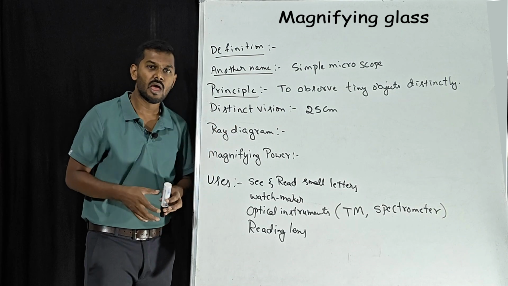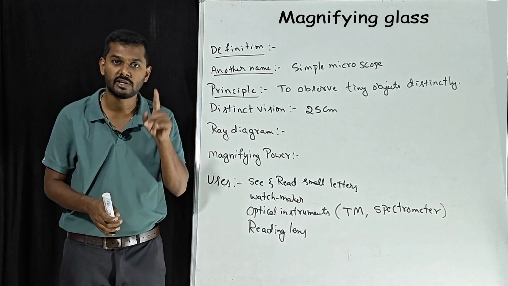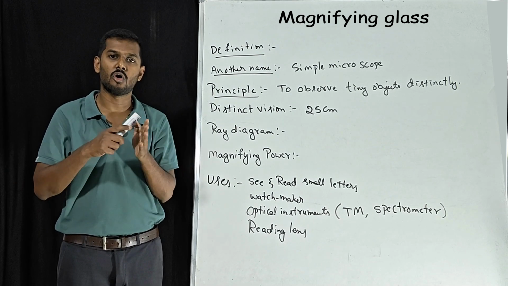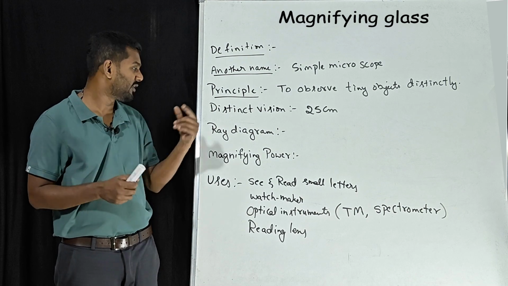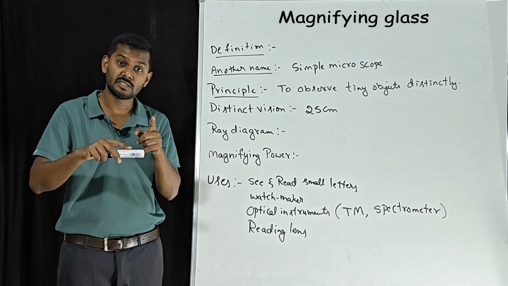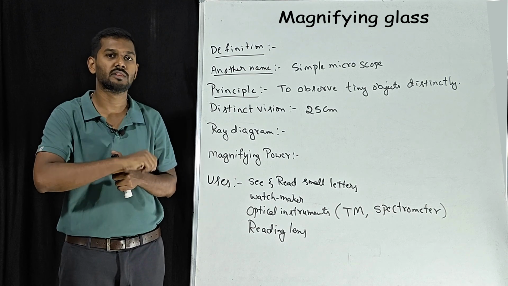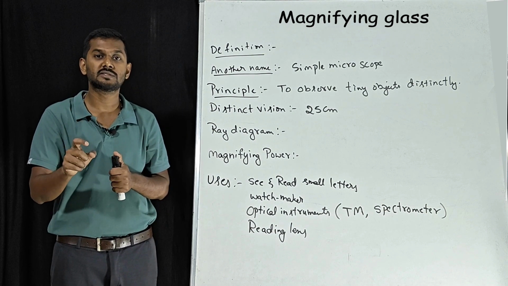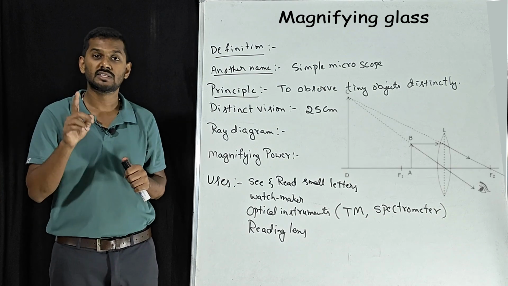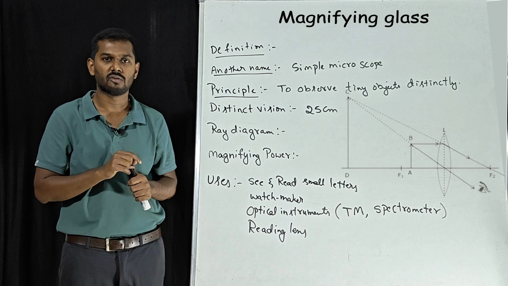Ray diagram. See, I told you in the definition itself, it is only related to a convex lens. If it is a convex lens, we know all the ray diagrams, correct? So which ray diagram are we talking about? What is the definition? It is a convex lens of shorter focal length. That means it is the last case of a convex lens. This is the diagram. This is the last case of a convex lens, right?